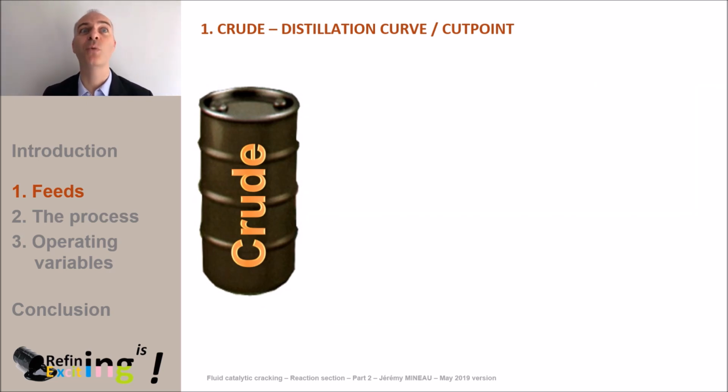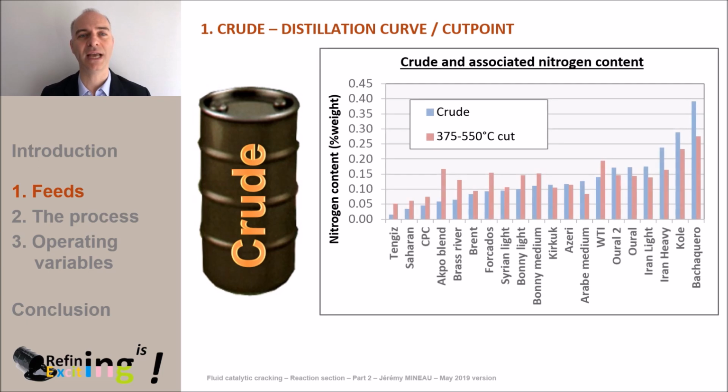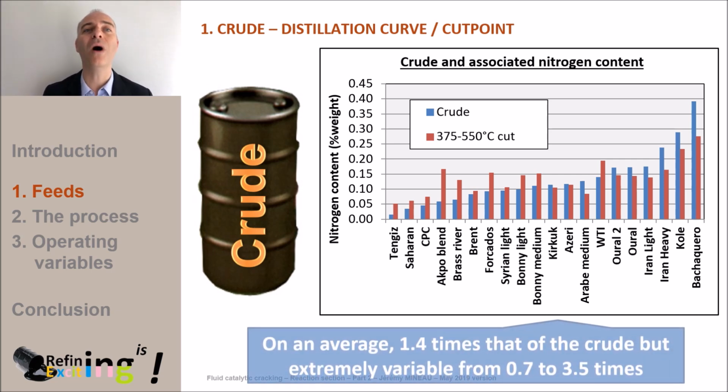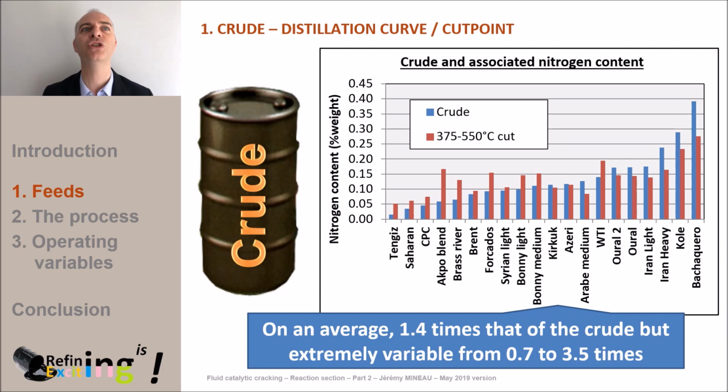For nitrogen, because we will see that this is important for the FCC process, it is extremely variable. We can see that, on average, the nitrogen content in the VGO is about 1.4 times that of the associated crude. But this figure ranges from 0.7 to 3.5 times. It should be noted that a VGO has a nitrogen content of about 1,500 ppm by weight. The nitrogen content impacts the conversion in the FCC. In fact, the higher the nitrogen in the feed, the lower the conversion will be.